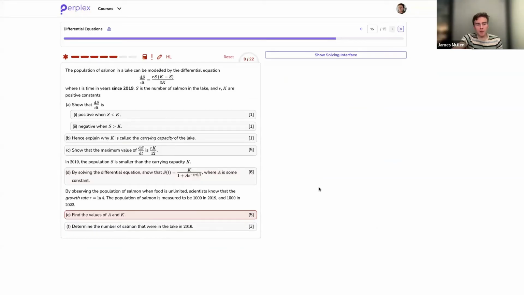By observing the population of salmon when food is unlimited, scientists know that the growth rate R is ln of 4. So R equals ln of 4. And the population of salmon is measured to be 1,000 in 2019. Now remember that t, this lowercase t, is the time since 2019. So in 2019, t is 0. So s of 0 is equal to 1,000. Okay? And that means that the expression I found, s of 0, is equal to k over 1 plus a, and then e to the negative 0 is just going to be 1, so it's 1 plus a. That's equal to 1,000.